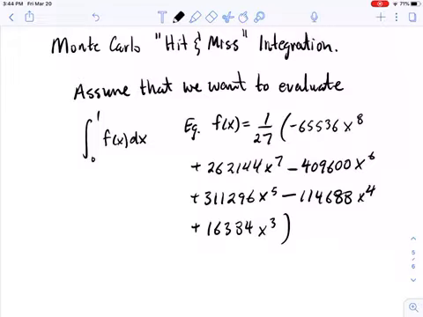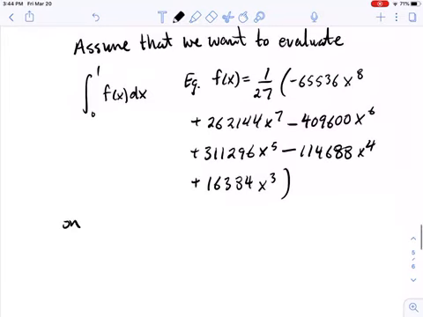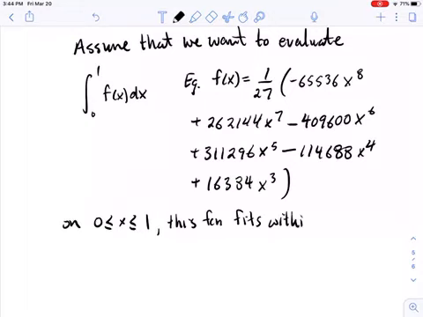We could easily integrate this just analytically, which is kind of an advantage, because what I want to do is I want to see if we can do a Monte Carlo simulation of this integral to get its value, and then we can compare it to the real value that we could easily calculate. Okay, so on the interval x is 0 to 1, this function fits within a unit square.